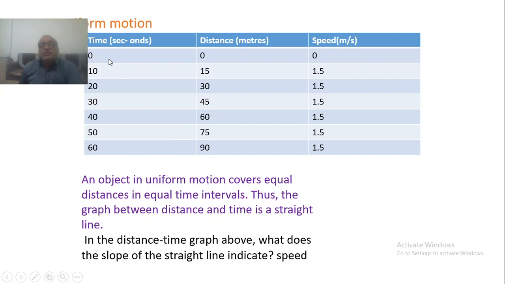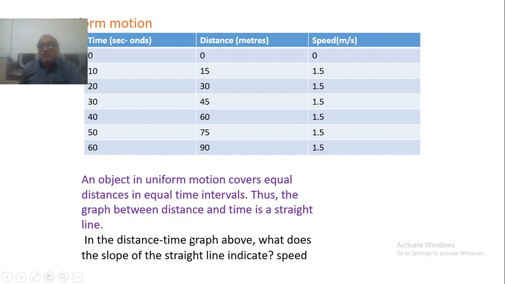Now we start the time. In 10 seconds, the distance covered by an object is 15. In the next 10 seconds, 30. In the next 10 seconds, 45. In every time interval it covers equal distance. That's why speed remains constant, so an object in uniform motion covers equal distance in equal time intervals. Thus the graph between distance and time is a straight line. Then we say that the motion is uniform motion.